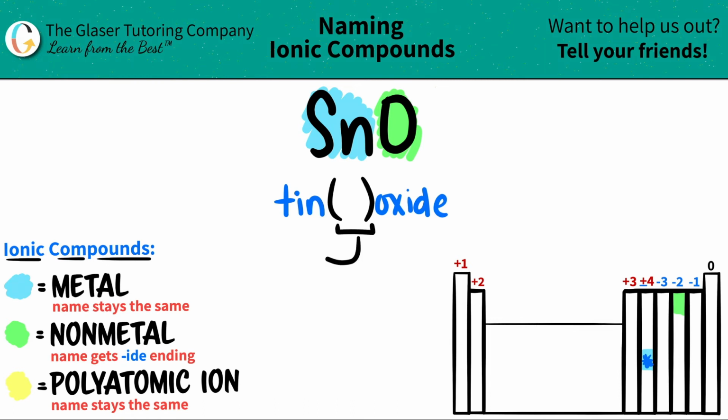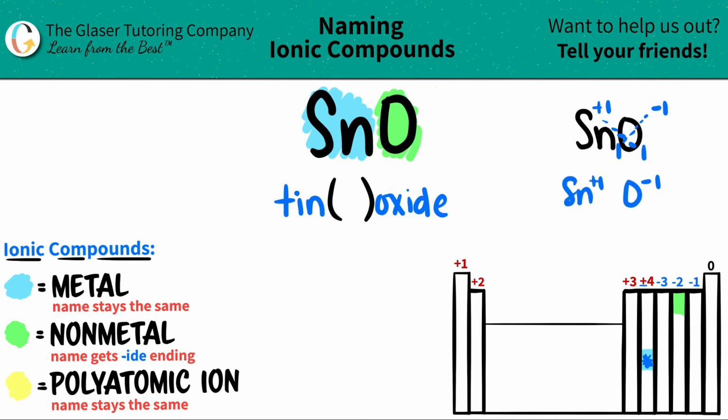And the Roman numeral is always the charge of the metal. So finding the charge of the metal is super simple. All we're going to do is we're going to take the subscripts and crisscross them back up. I had one tin and one oxygen. So this one tells me that the oxygen was a -1 charge. And this one told me that the tin was a +1 charge. But we have to just check to make sure that it makes sense.